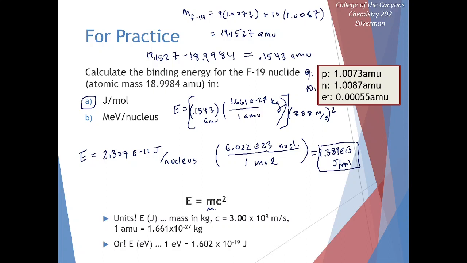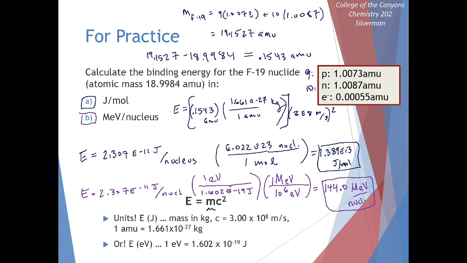For question B, we can do a slightly different conversion to find the MeV per nucleus for our fluorine atom. We can take our answer from before and convert from joules to electron volts, and then use the metric system to go from electron volts to mega electron volts. 1 mega electron volt contains 10 to the 6 regular electron volts. We end up with this value, 144.0 MeV per nucleus. You can see why units of mega electron volts might be convenient here. Certain nuclei have different amounts of energy stored within them, but they are on this scale of mega electron volts.